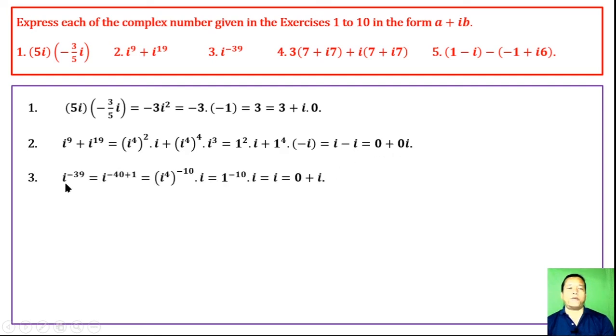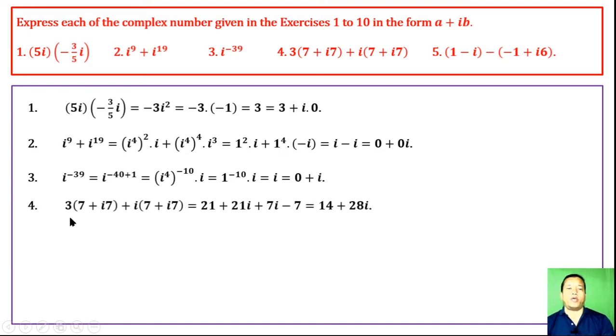For 3, i power minus 39, which can be written as i power minus 40 plus 1. i power minus 40 can be written as i power 4 whole to the power minus 10. i remains unchanged. i power 4 is 1, whose power minus 10 is 1, and 1 into i is i, which also can be put in the form of 0 plus i. Here the real part is 0.